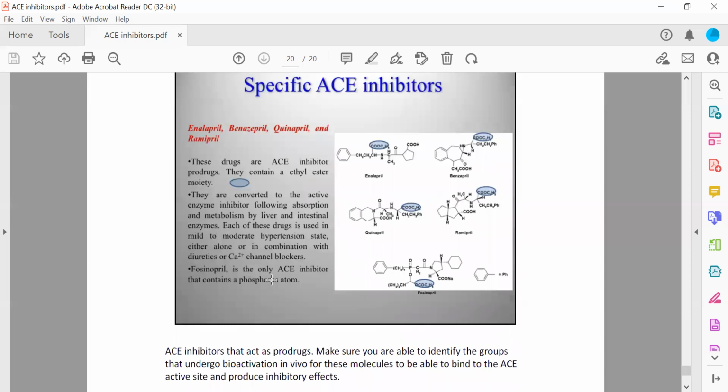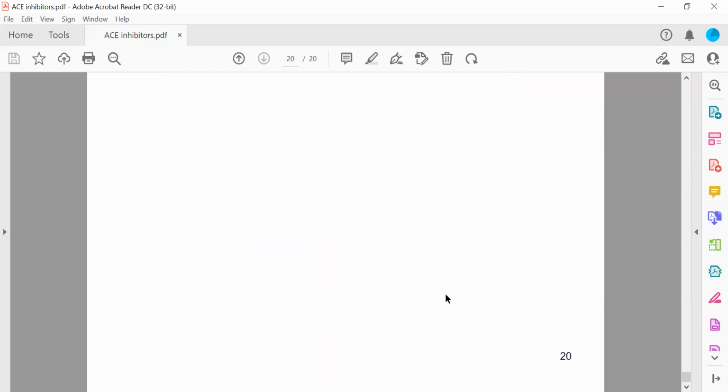And here, basically, I'm also talking about specific ACE inhibitors and those ACE inhibitors that are actually prodrugs, for instance enalapril, ramipril, and fosinopril. And we've discussed this at length.